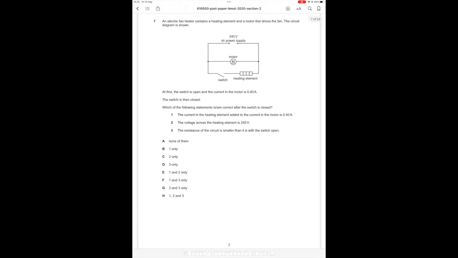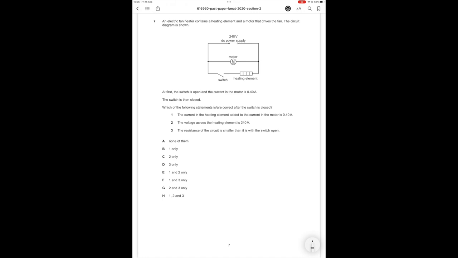Question number 7 then. An electric fan heater contains a heating element and a motor that drives the fan. The circuit diagram is shown. At first, the switch is open and the current in the motor is 0.4 amps. The switch is then closed. Which of the following statements are correct after the switch is closed?